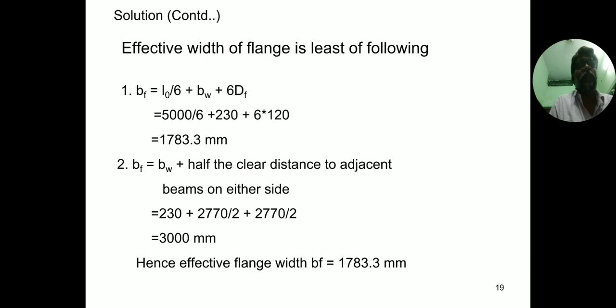Hence, effective flange width BF is equal to 1783.3 mm.